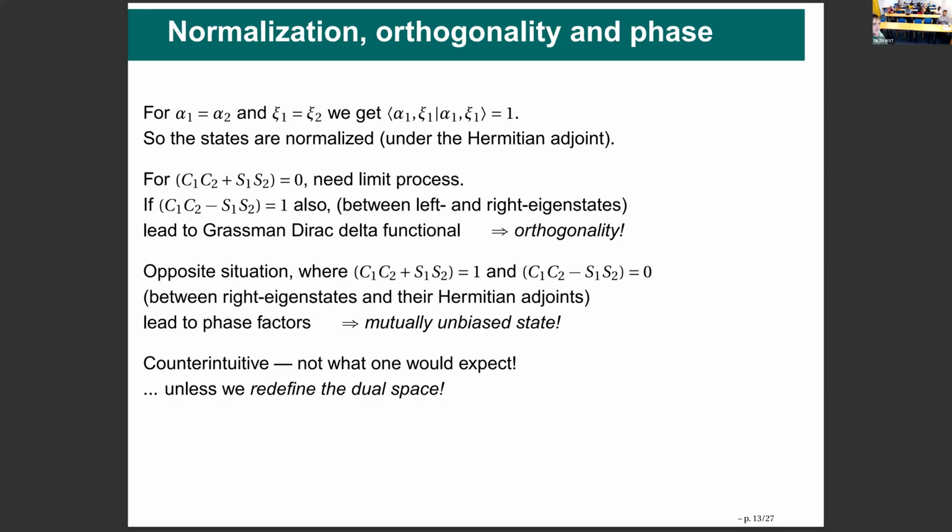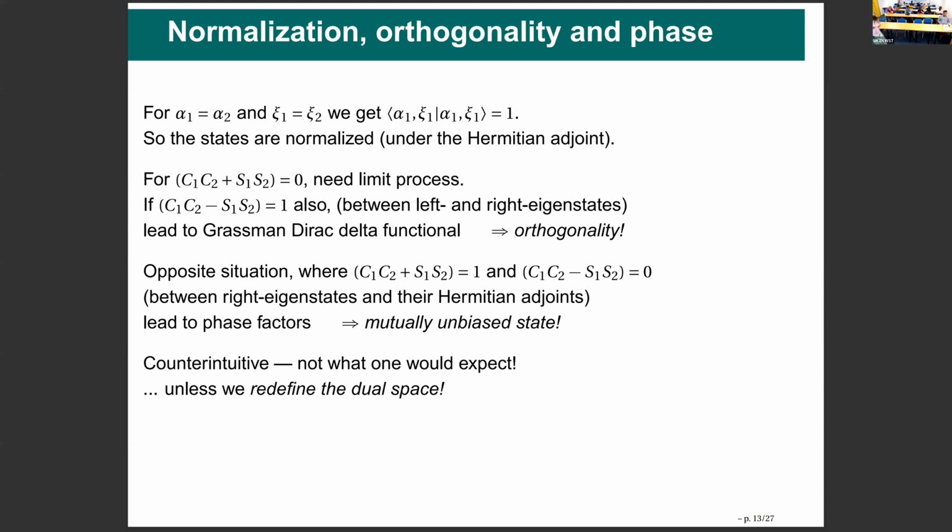So now the inner products, we can look at them: they are normalized when you put all the parameters equal. You can have the situation where this combination goes to 0, and then when you also have that this combination goes to 1, that inner product will end up with a singularity. So you have to use a limit process. It then behaves like a delta functional for Grassmann functions, which is an orthogonality condition.